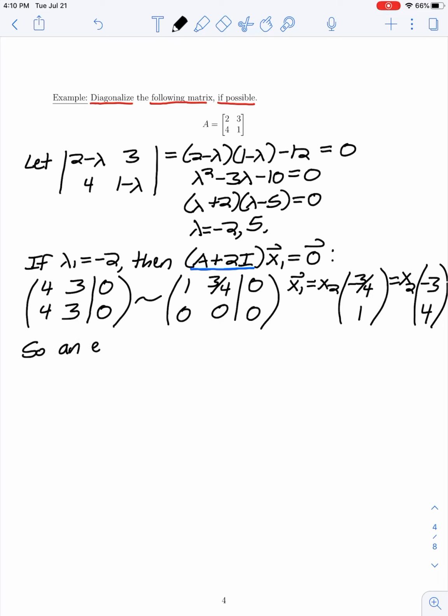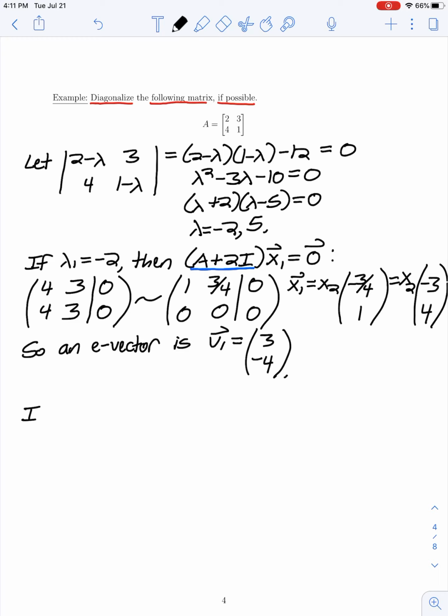So if we need to choose one particular eigenvector, I could take, say, x2 as being equal to 1 or negative 1. So an eigenvector, let's call it v1, might be, say, (3, -4), if I choose x2, my free variable, as negative 1. But you can choose any non-zero value for x2, and you'll get another eigenvector.